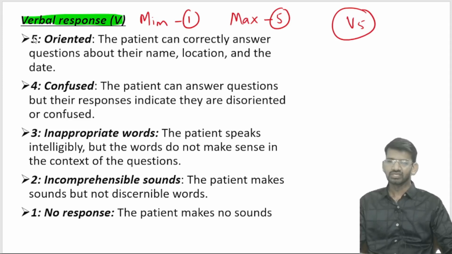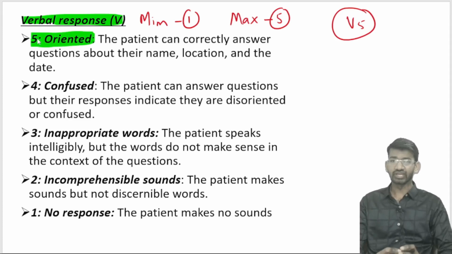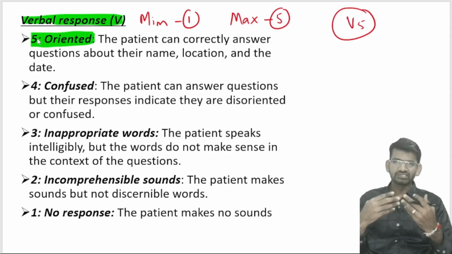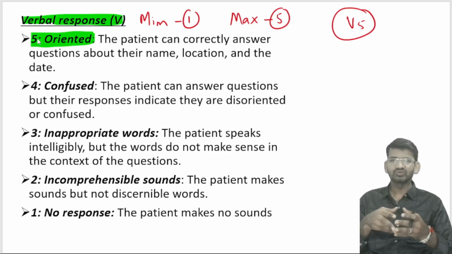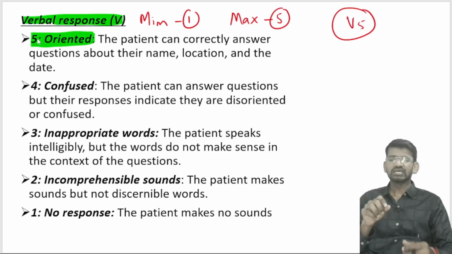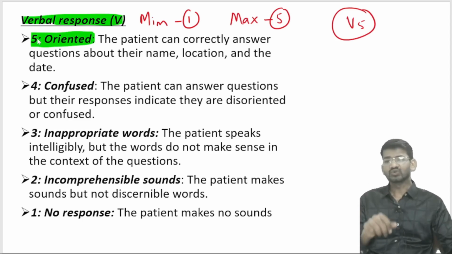So what is the score? A score of 5 will be given for a patient who is completely oriented. So when you go and ask the patient what is your name, where are you from, where you are, what day is today, and if the patient is completely aware and correctly tells whatever you ask, he is completely oriented to time, place and person. Then we consider it as completely oriented and give a score of 5.